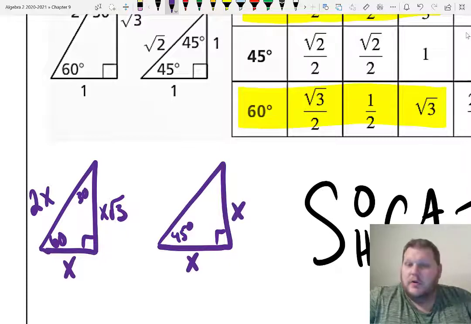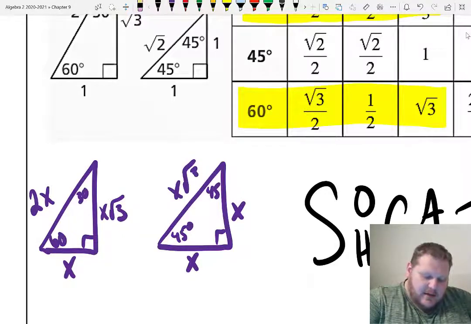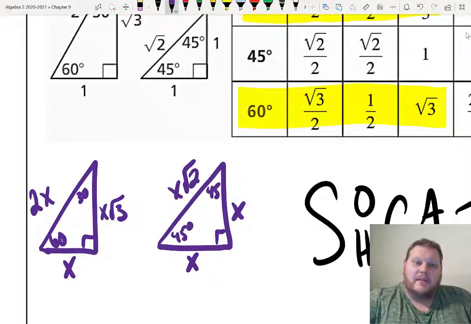Back in geometry, when you're learning those special right triangle relationships, the legs are the same since this is isosceles. It's also 45. But now the special relationship for that third side is that it's just my short leg times the square root of 2. So that's the relationship there.